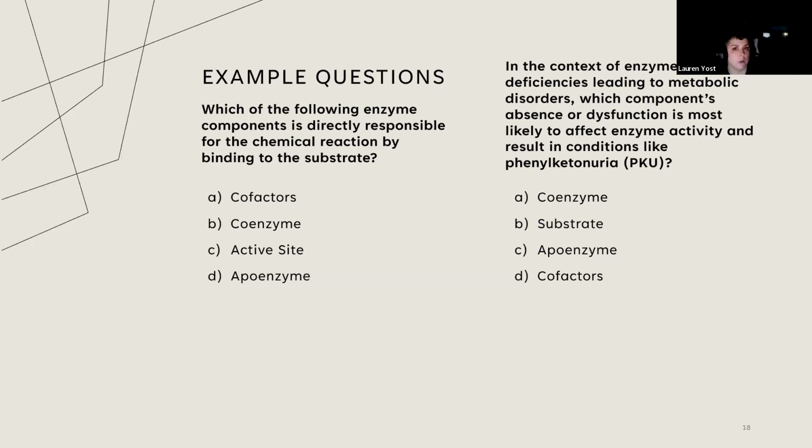So our questions for this one, for our enzymes: which of the following enzyme components is directly responsible for the chemical reaction by binding to the substrate? Well, we know that an enzyme is made up of an apoenzyme, which is the protein part. And we know that it has an active site where our substrate binds, which is the molecule that we're acting on.